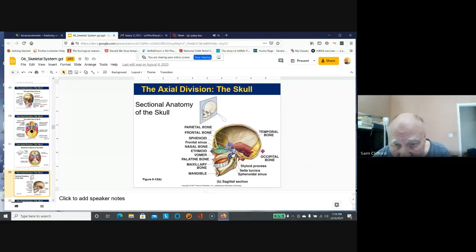If you look at the sagittal section of the skull, you should be able to recognize the bones of the skull, like the occipital, temporal, parietal, frontal, and then the sphenoid bone right here. And in front of that will be the ethmoid, the vomer, which is in the nasal cavity, palatine bone, which is the top of your palate, and so on.